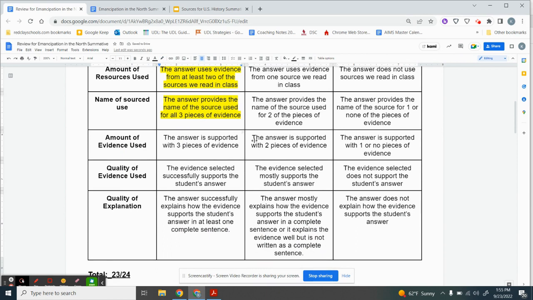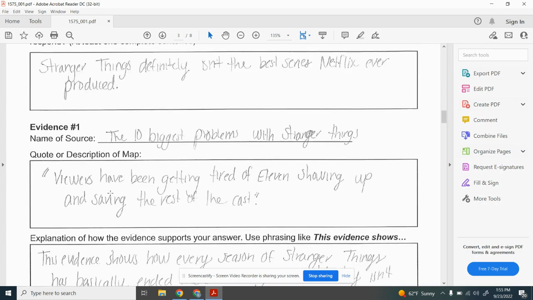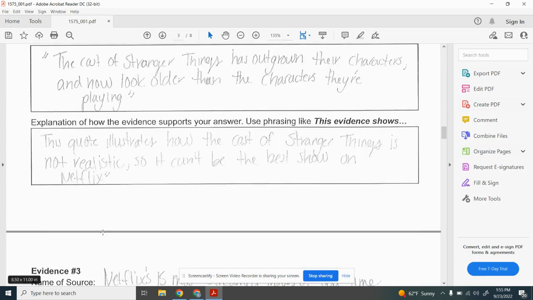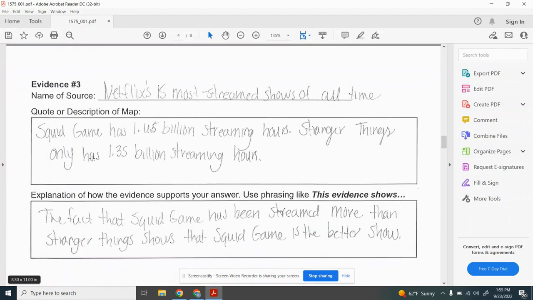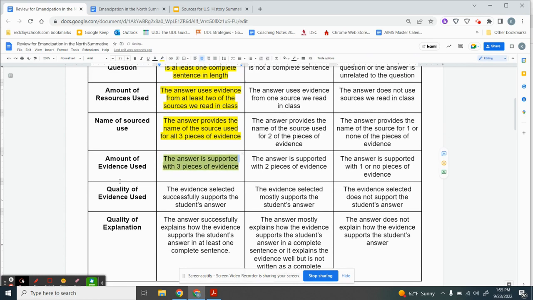Were there 3 pieces of evidence, 2 pieces of evidence, or 1 piece of evidence? Quote, quote, quote. Yep, we have 3 pieces of evidence, so they scored a 4. Now we're looking at the quality of the evidence and the quality of the explanations.